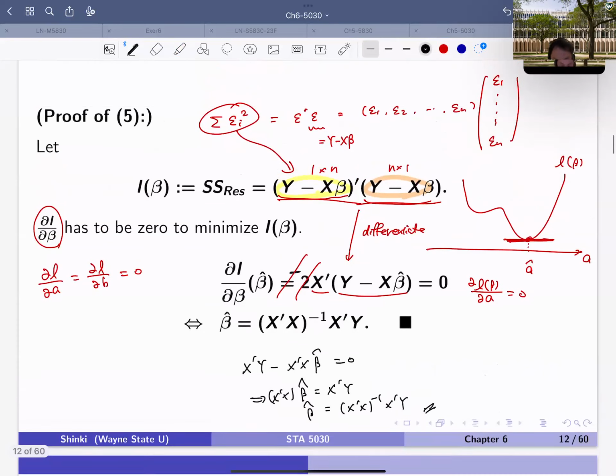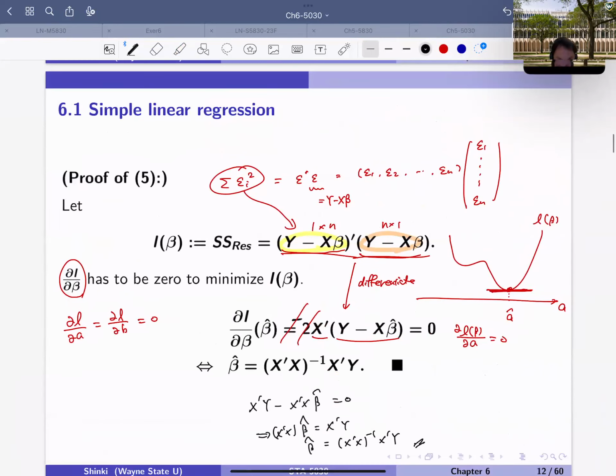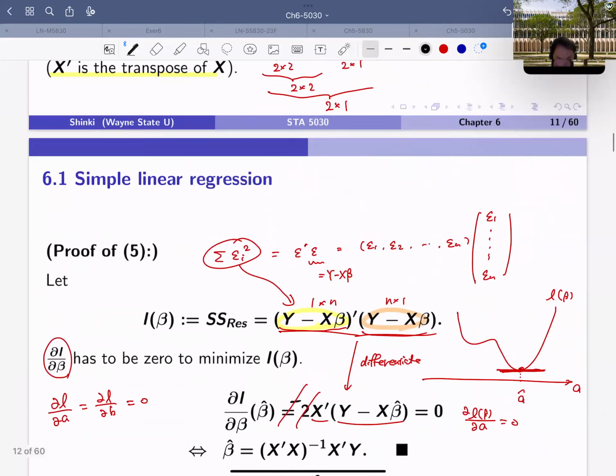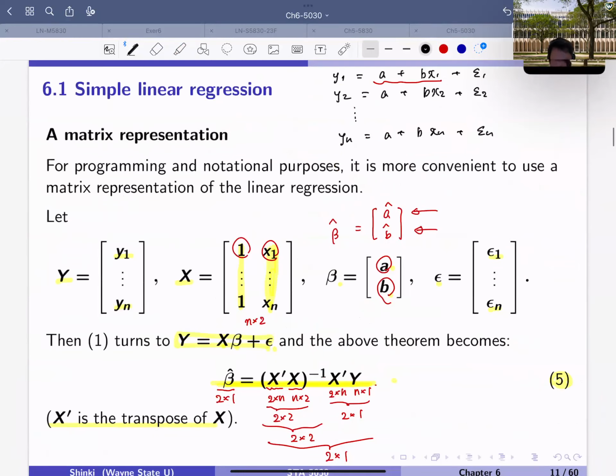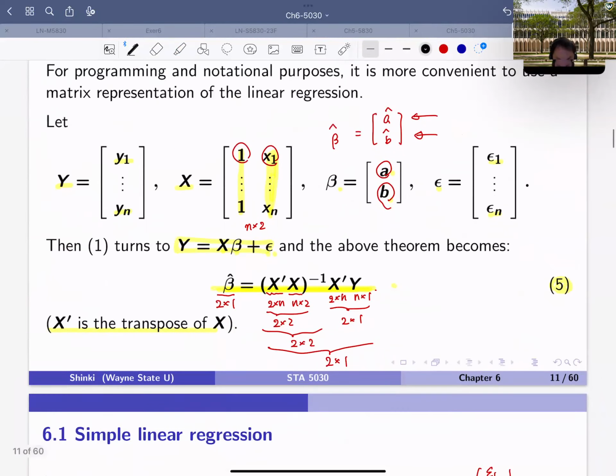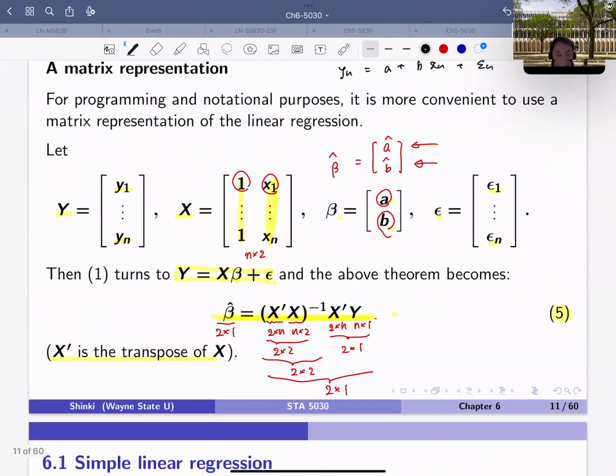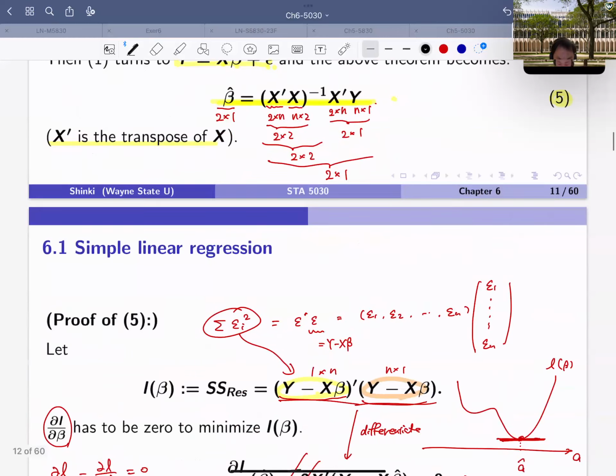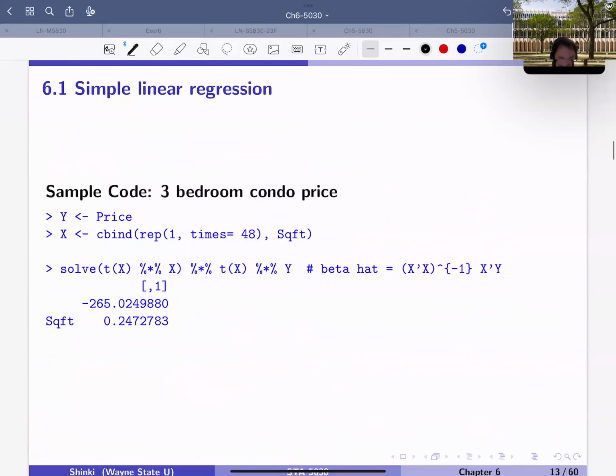So we can prove this. This proof is simpler, and it is actually more general than the original Theorem 1, because it can be extended to multiple linear regression. So the matrix representation can give the solutions.